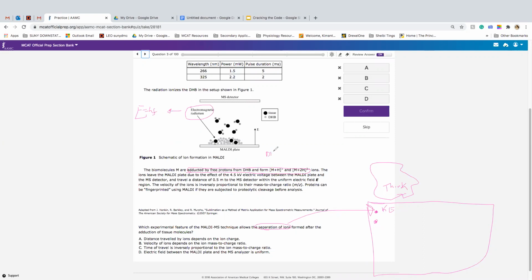The DHB, the stuff that was coated on the plate, basically gets ionized, and it's going to kick off one proton, or sometimes two protons. And then those protons are going to stick to a protein, right? So quick biochem question. What kind of amino acids are those ionized protons sticking onto? The acidic ones and the basic ones. So what charge was on the ion that was produced?